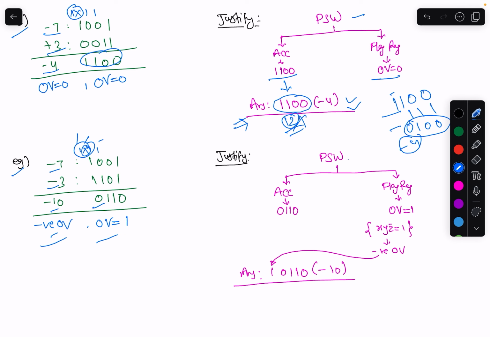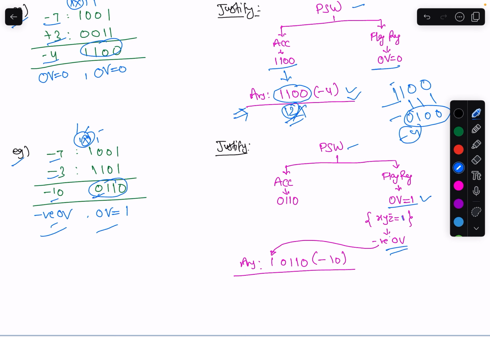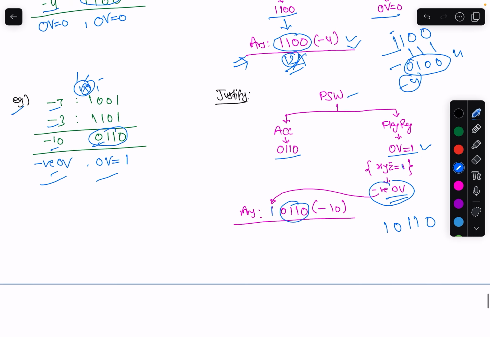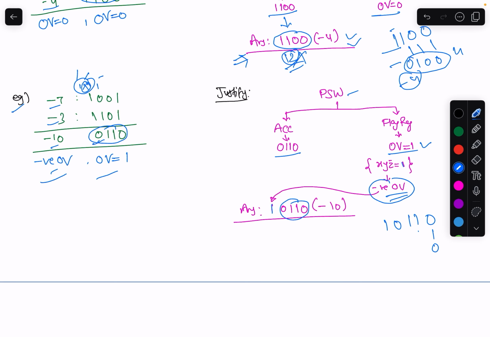Let's justify this. The accumulator is 0 1 1 0, but here we have overflow, and this is negative overflow because x y z bar is 1, z is 0. So what we will do, if there is negative overflow, we put 1 here, right? The accumulator content is this, and then we put 1 here. So this is minus 10, because 1 0 1 1 0, if we try to find the value, we have this 0 with the first one 1, and everything is inverted here, so 0 1 0, this is nothing but 10, and the sign is negative.